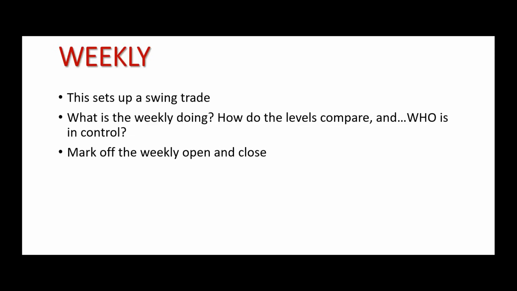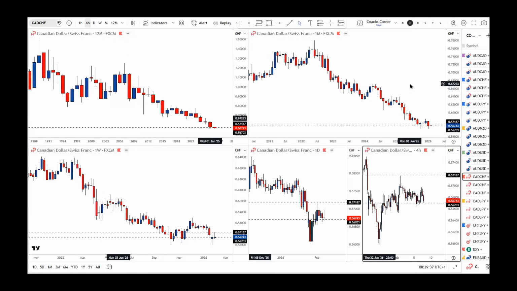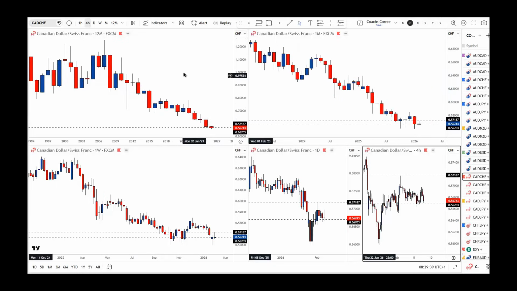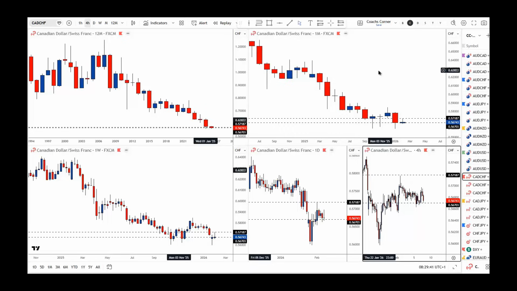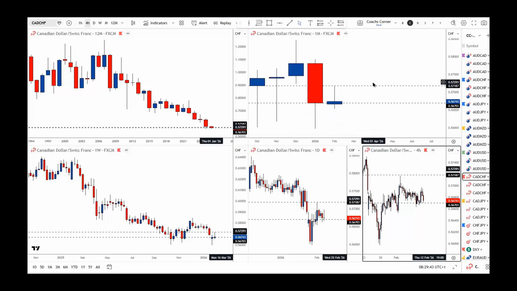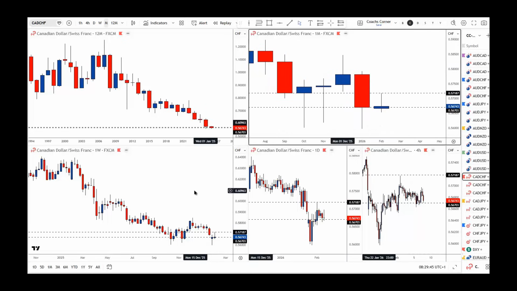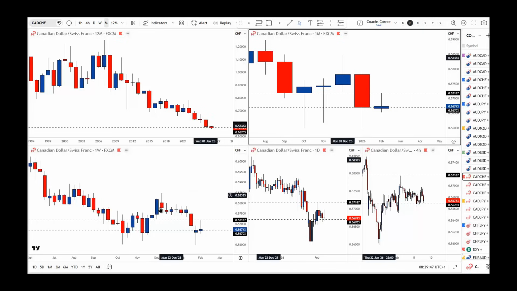Here's Darko analyzing the CAD Swissy pair, and this was in his February the 9th, 2026 PMA for our members. CAD Swissy, my bias is bearish. Yearly, monthly is strongly down. Previous monthly candle is bearish. The weekly chart has a hiccup to the upside, did some structure damage.